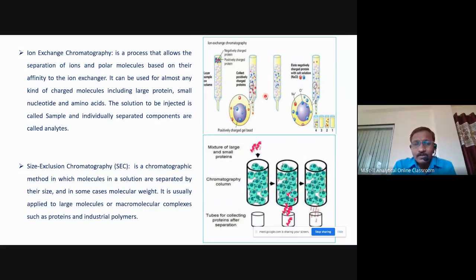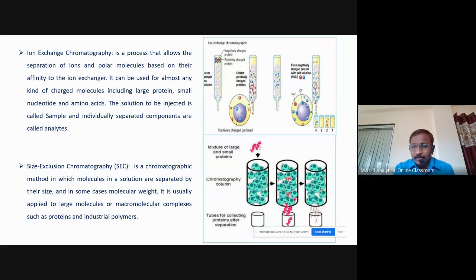The next commonly used chromatographic technique is size exclusion chromatography, mostly gel chromatography. It is a chromatographic method in which the molecules in a solution are separated by their size. So on the basis of size, we separate them out, and that is called size exclusion chromatography. In some cases, we can easily find out the molecular weight also. It is mostly useful for large macromolecular complexes. Here, this is a chromatographic column, through which we pass these proteins.